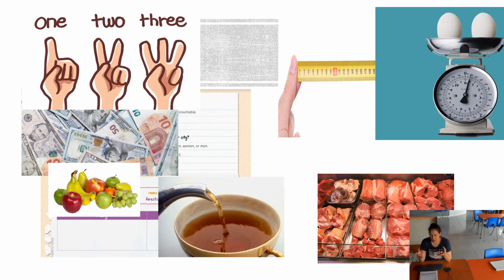Information. Again, information is not something I can take and say, this is 1 information, 2 information. No, it's something abstract. So since it's something abstract, it's how much information. The bags, yes, I can count them 1, 2, 3, 4, 5. So how many bags? Juice is a liquid, so again, how much juice?